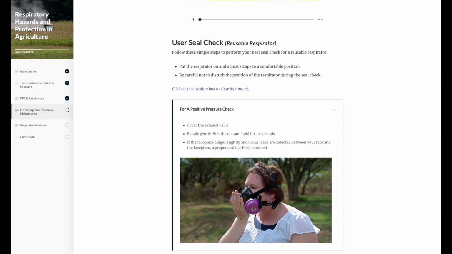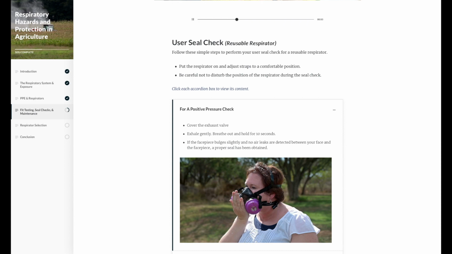Follow these simple steps to perform your user seal check for a reusable respirator. Put the respirator on and adjust straps to a comfortable position. Be careful not to disturb the position of the respirator during the seal check. Click each accordion box to view its content. For a positive pressure check, cover the exhaust valve.